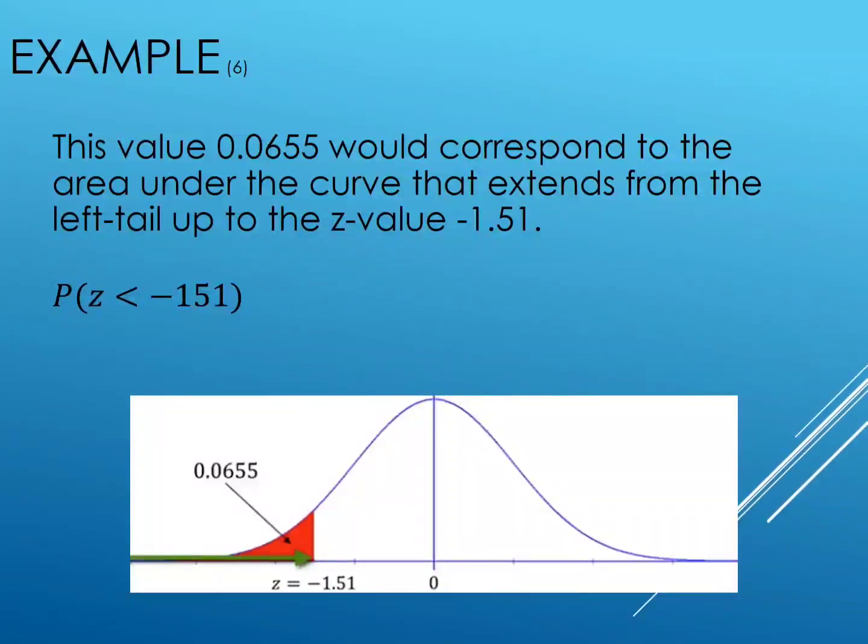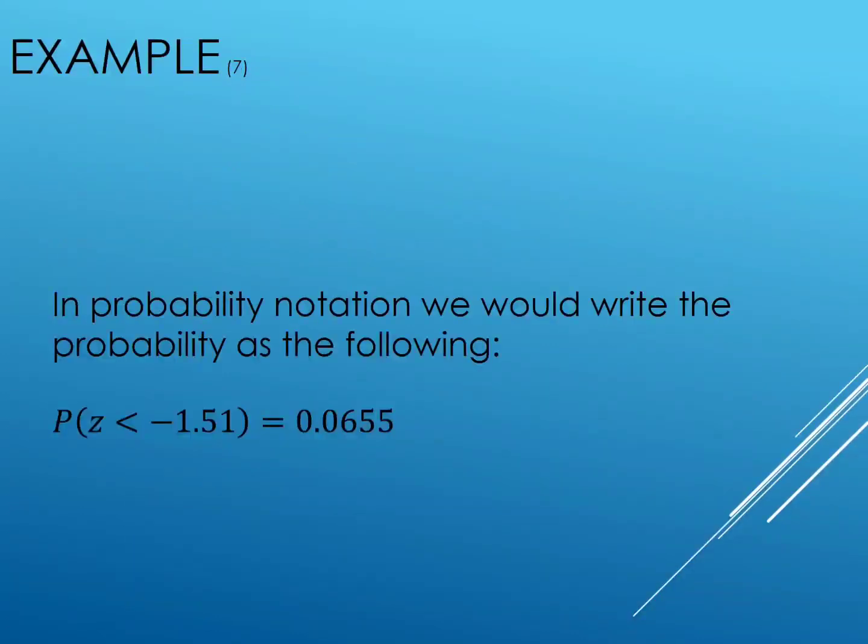So anytime it's less than, you simply take what it is to find the probability or the percentage. Now if this was a percentage question, you'd multiply that 0.0655 by 100 and you'd see it's 6.55%. And that is my answer. Probability 0.0655.